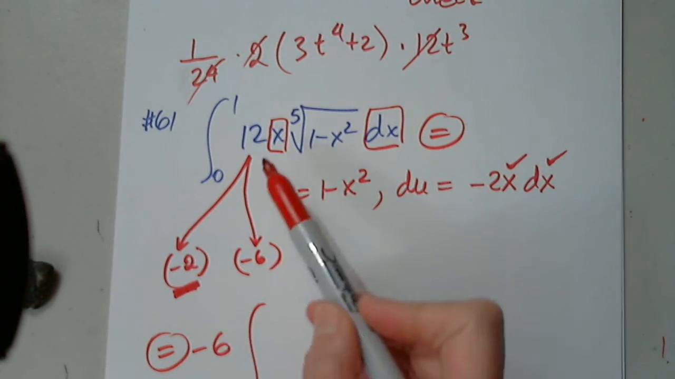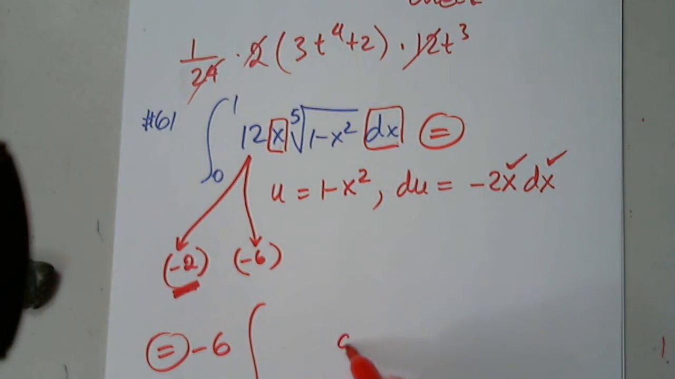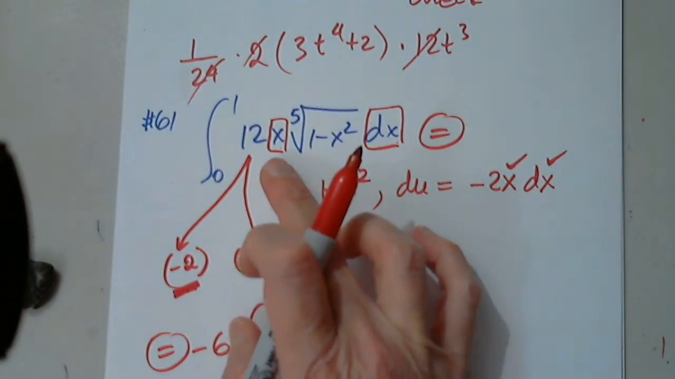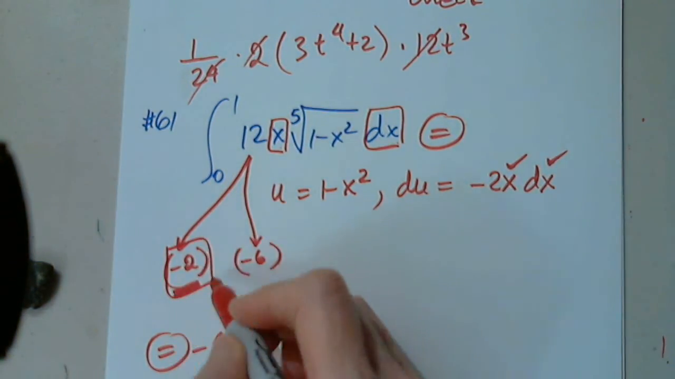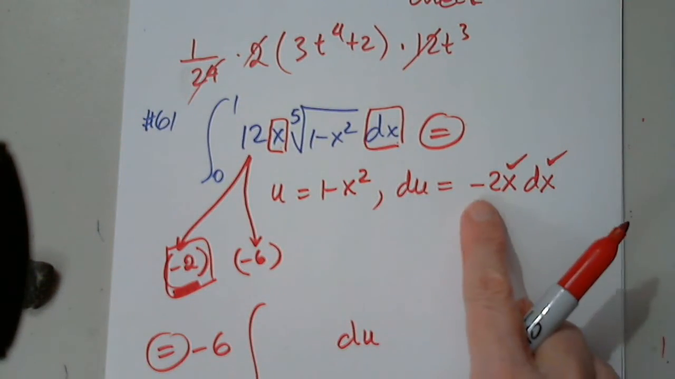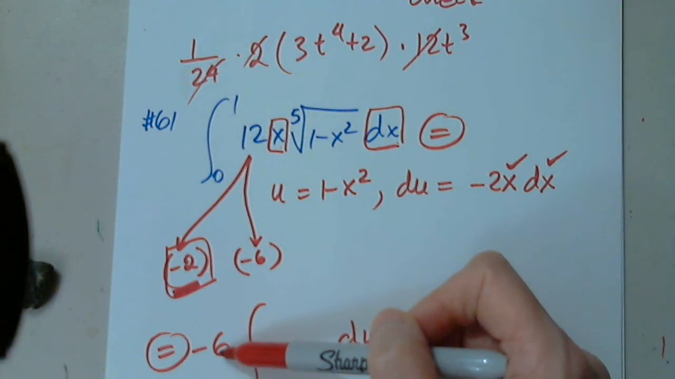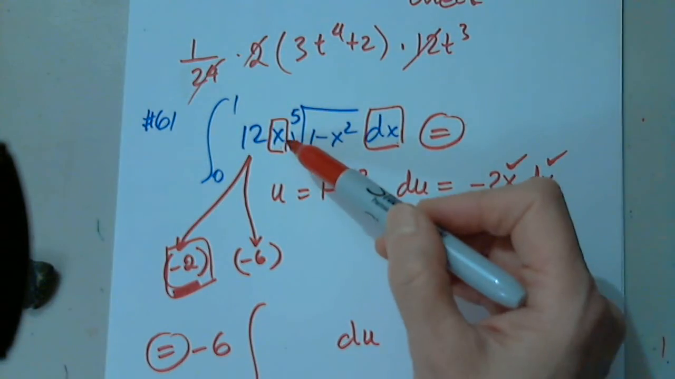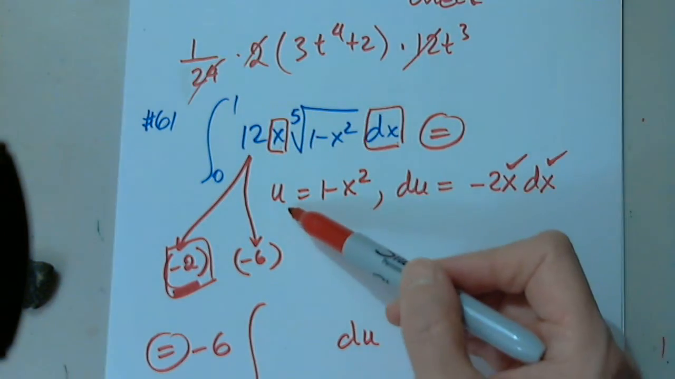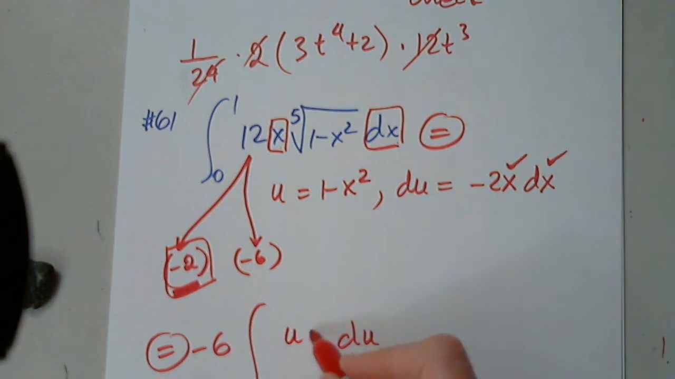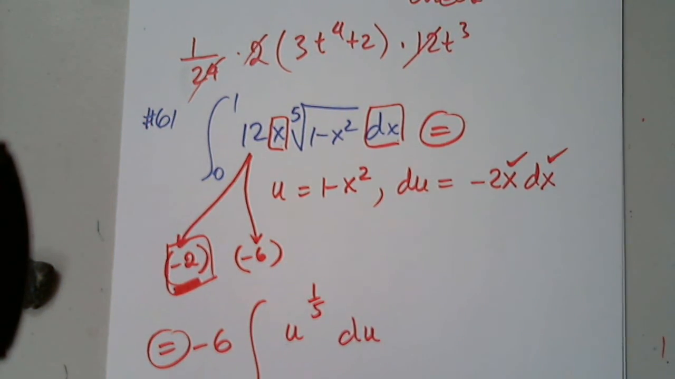So now negative 2 with x and dx is du. Negative 2 with x and dx, they are in du now. What is left? A negative 6. It's already out. What is left? The fifth root of u. This is a piece of cake. The fifth root of u is u to 1/5.